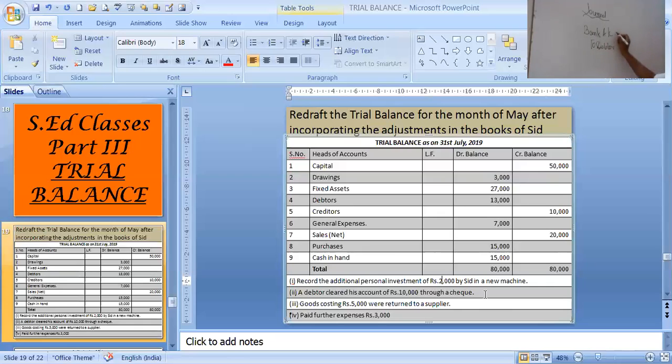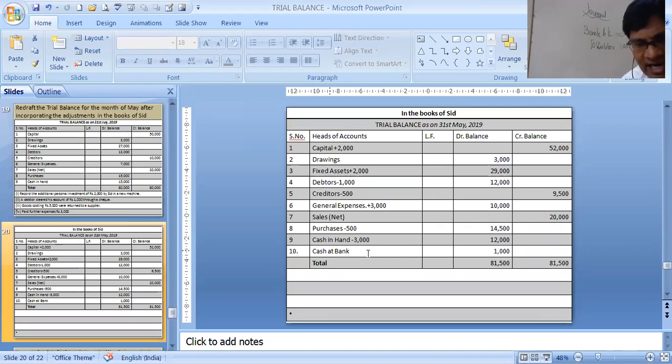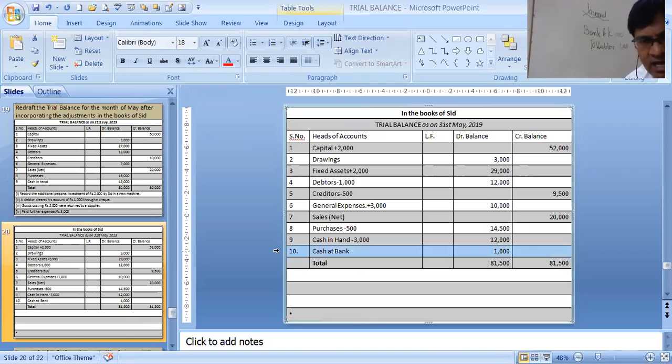Bank account will be how much? The amount is 10,000 or 1,000. Perhaps it will be 1,000. Bank account debit 1,000, debtor account debit 1,000. So my debtor has reduced and my bank balance has increased. So one more balance will come over here in the trial balance, bank balance. See, cash at bank 1,000 increased and my debtor will reduce by 1,000. So minus 1,000. Previously it was 13,000, now became 12,000.